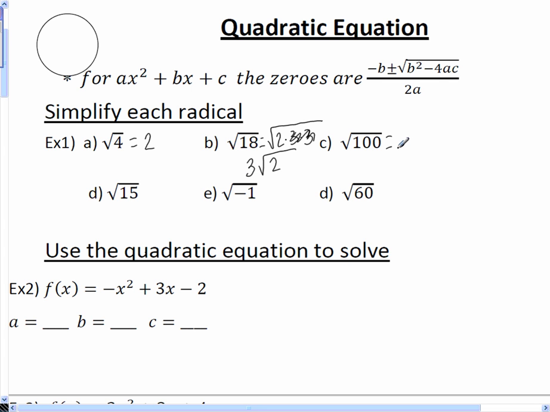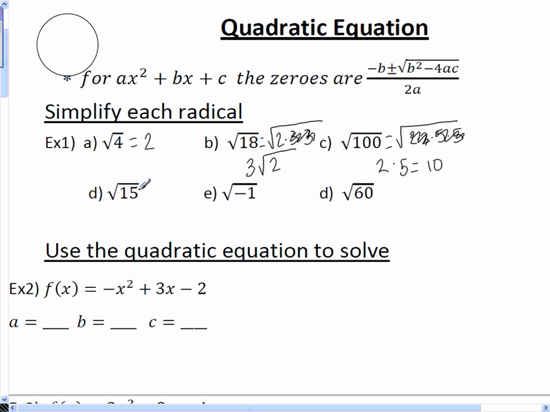All right. Let's do 100. Well, 100, break it down. It's 2 times 2 times 5 times 5, right? And like I said before, every time you have a pair, you take 1 out. So you have a pair, we take 1 out of the radical. You have a pair, take 1 out. So what's left inside the radical? Nothing, or 1, and the square root of 1 is 1. So you're left with 2 times 5, which is 10. The square root of 100 is 10.